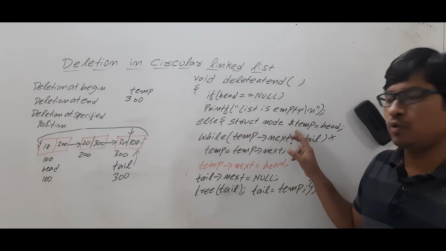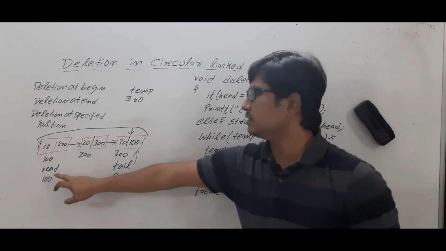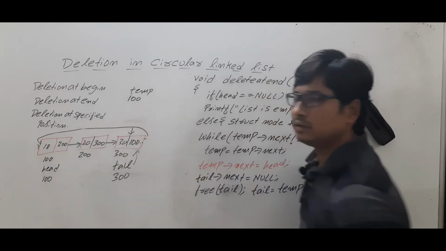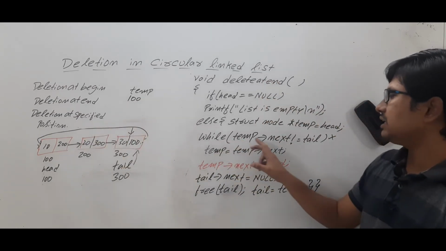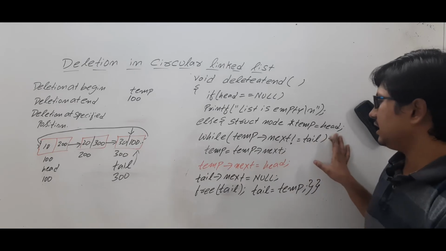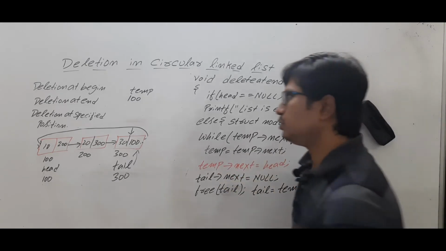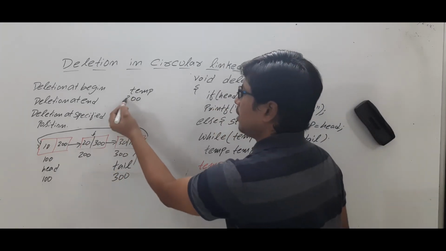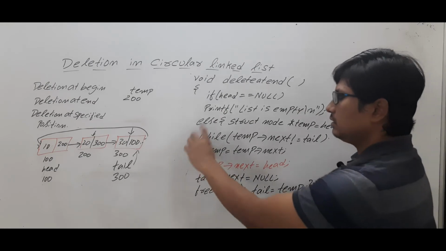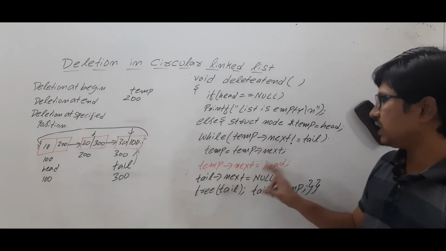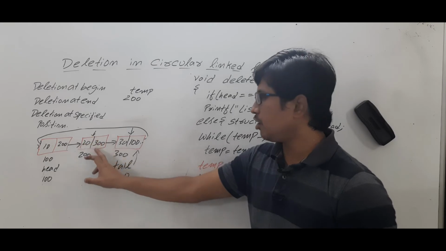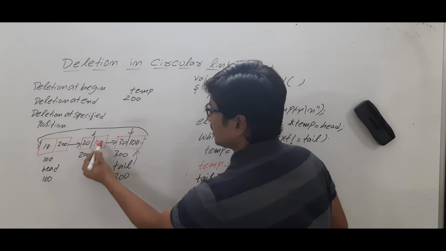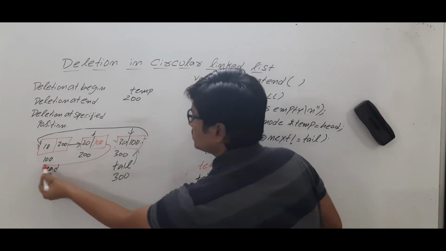You have declared a pointer called temp and you have assigned the head value. Now temp will consist of 100. So which is pointing to this node. Then you have written while temp of next not equal to tail, temp is equal to temp of next. You know that it will be pointing to the last but one node finally. So temp will be having 200 after executing these two steps. Then temp of next is equal to head. What will temp of next be? 100. So here 100 will come. So this link will be down. There is a link like this.